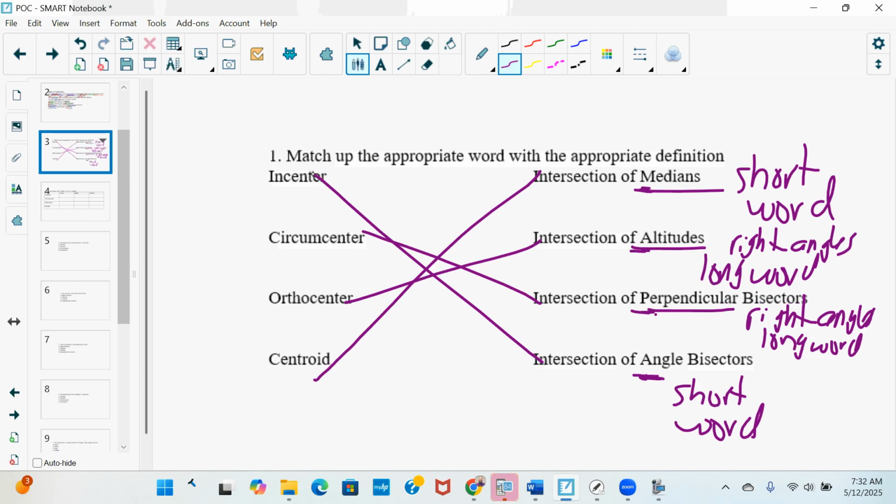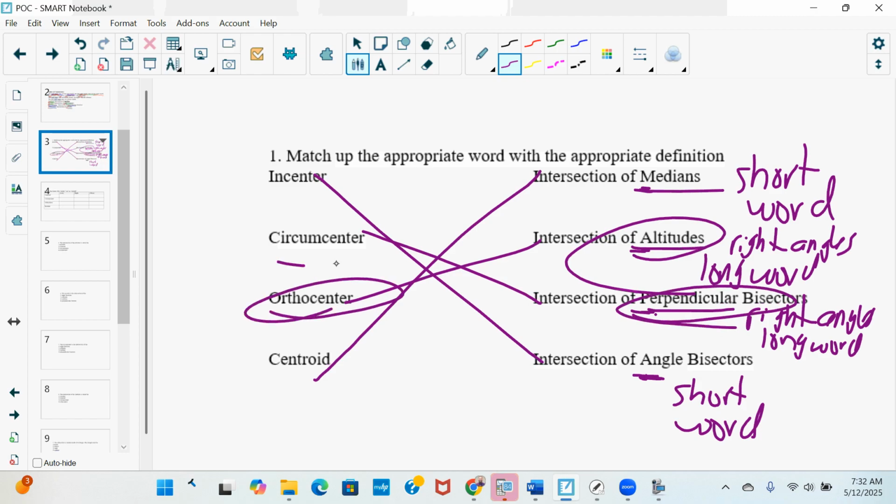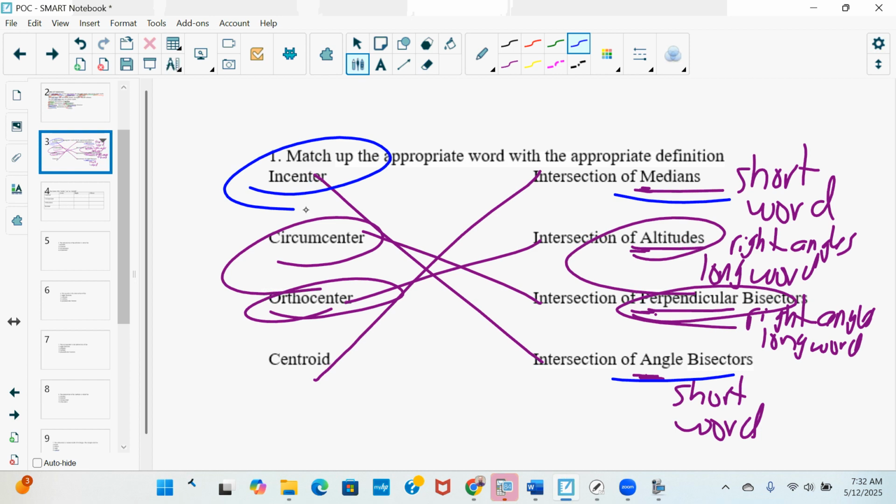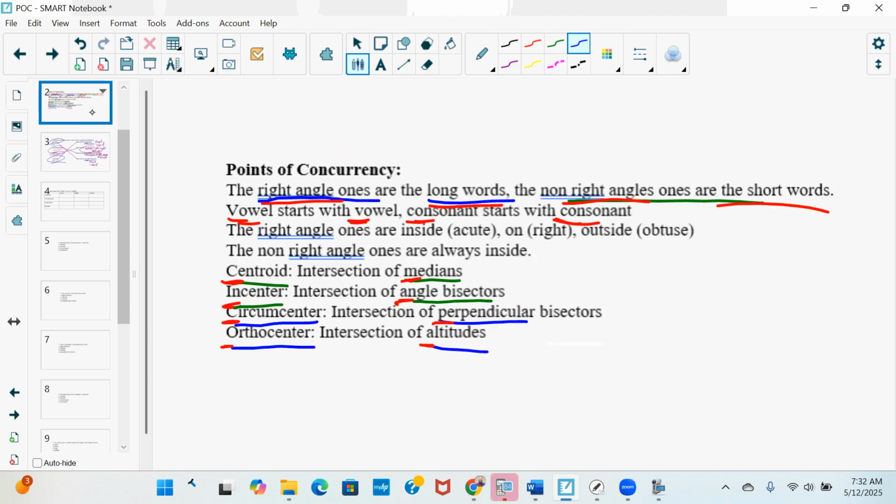Again, it's just memorization. How I memorize it, the right angle ones are the long words. The non-right angle ones are the short words. Consonant, consonant, vowel, vowel. So the other thing you have to know is where they are in each different type of triangle.